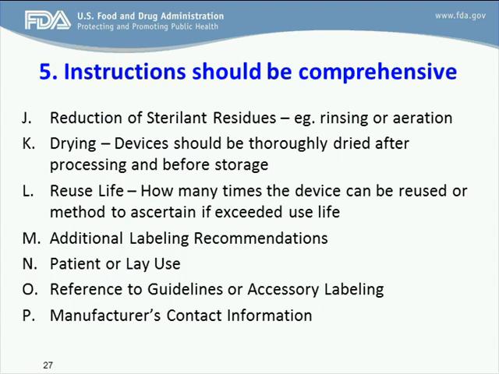Labeling should include instructions for reducing sterilant residuals following sterilization by ethylene oxide, hydrogen peroxide, or other processes that may leave sterilant residuals on the device. For example, rinsing is used for liquid chemical sterilants and aeration for ethylene oxide. Instructions should include drying the device. Devices should be thoroughly dried after processing and before storage.